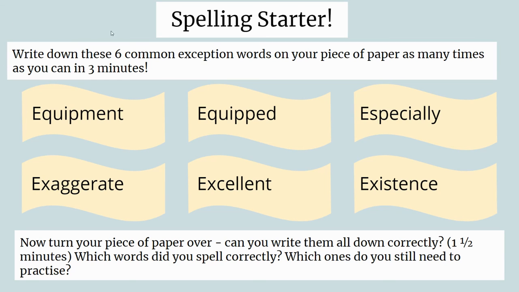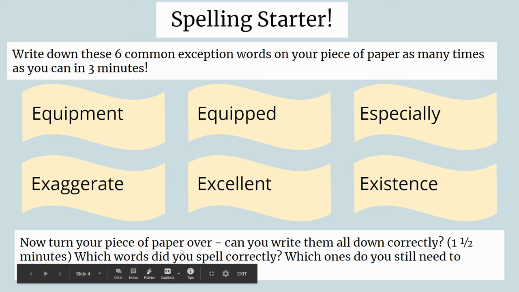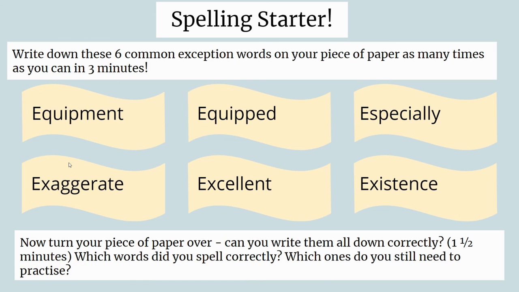So today we'd like you to write down these 6 common exception words on your piece of paper as many times as you can in 3 minutes. After 3 minutes, you then need to turn your paper over and write them all down again correctly as many times as you can, timing yourself for 1.5 minutes. Which words did you spell correctly? Which ones do you still need to work on? We know the words here are equipped, exaggerate, equipment, excellent, especially, and existence.